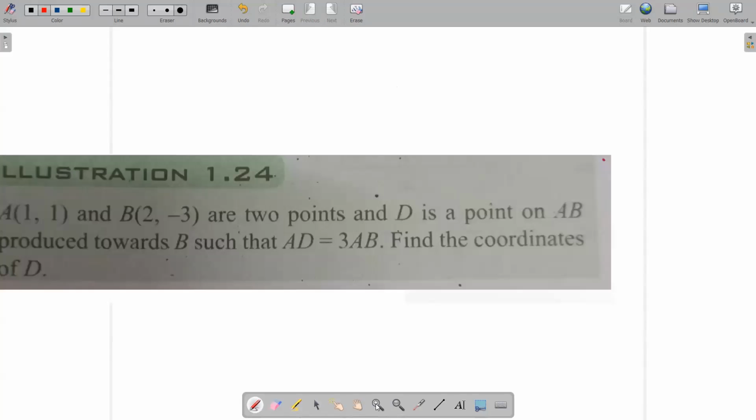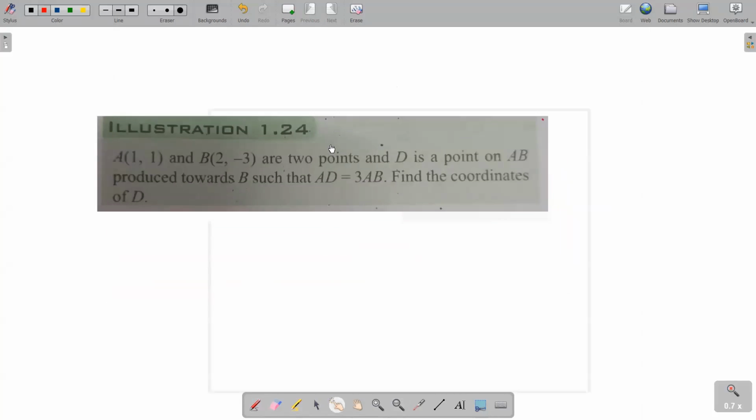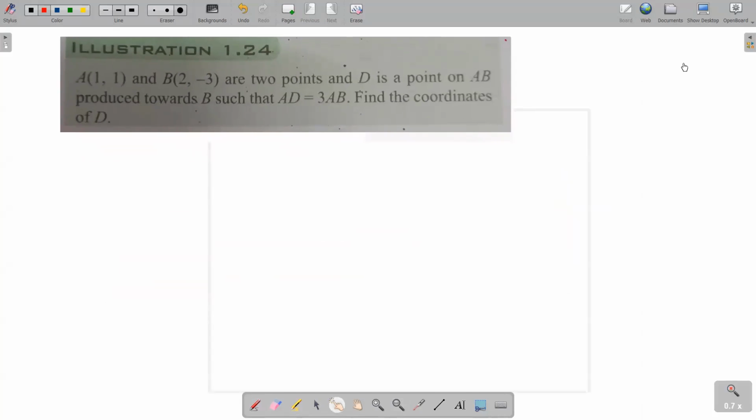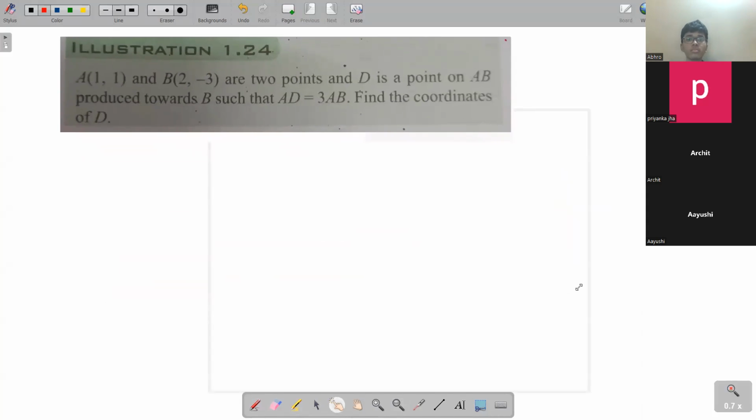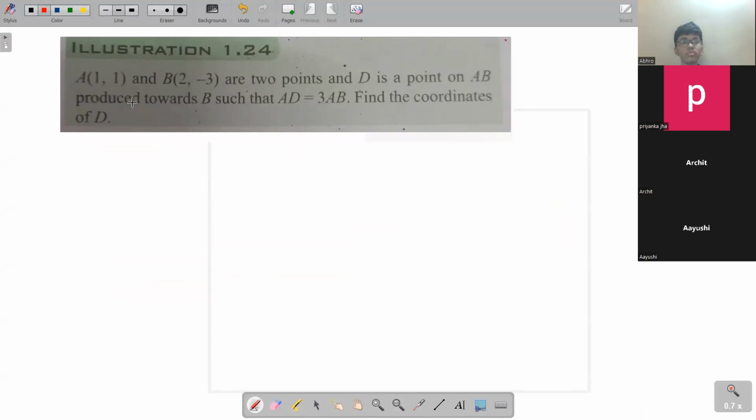See, you can see this question. This question says that A, B are 2 points and D is a point on AB produced towards B. See, AB is a line. This is A. One more line. And this is B. It is produced towards B like this. And D is a point on AB produced towards B such that AD equal to 3AB.